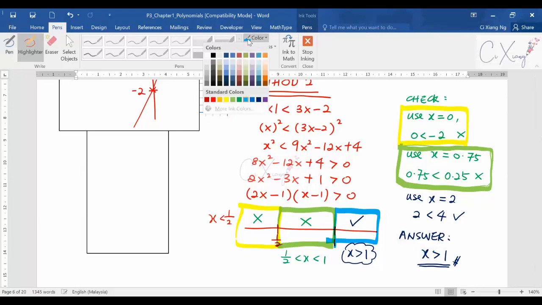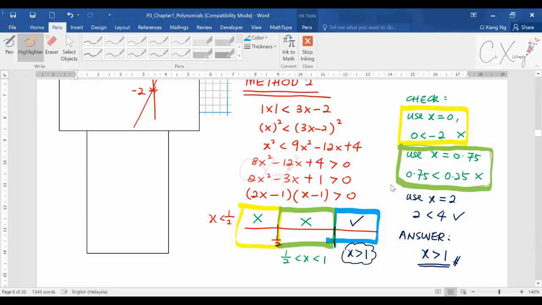Alright, so for this second pattern, you want to square both sides, and you need to double check to get the final answer. You cannot just use the normal way of quadratic inequality, drawing the number line and graph to solve it. No, you have to check it part by part. So this is a bit special. So the answer is x greater than 1.